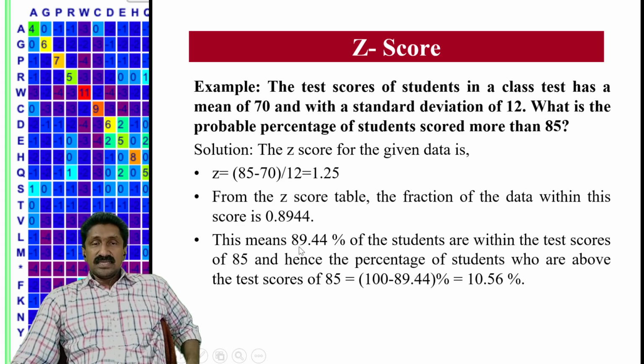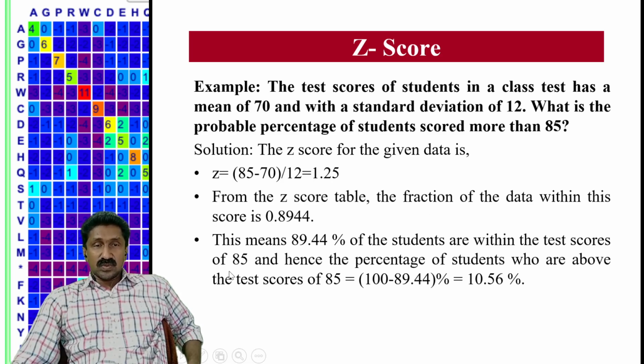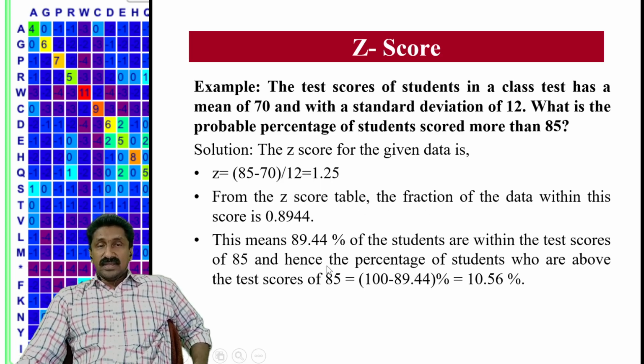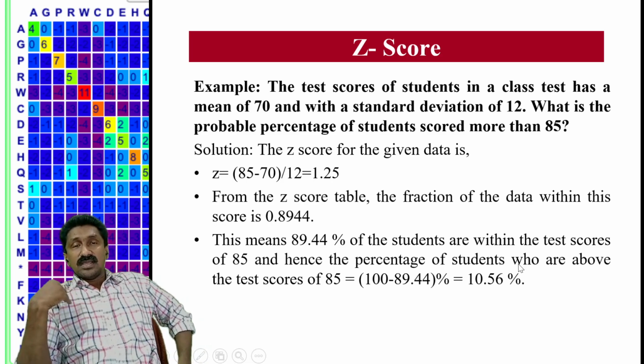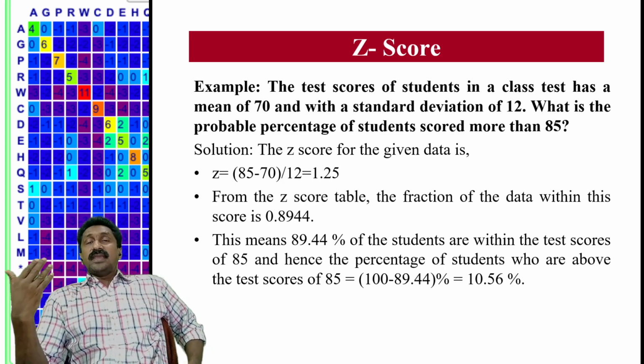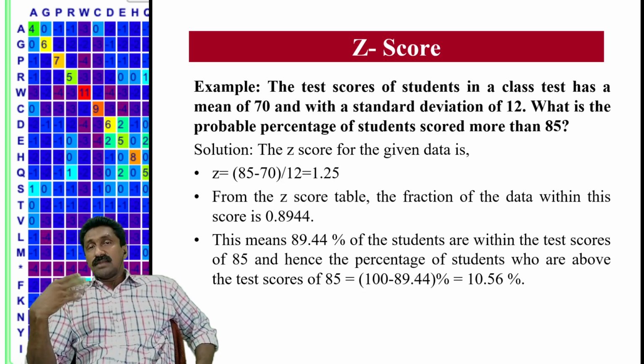This means 89, and you have to multiply it by 100 to make it a percentage. This means that 89.44% of the students are within the test score of 85, and hence the percentage of students scoring above 85 will be 10.56%. So likewise, it can be calculated.